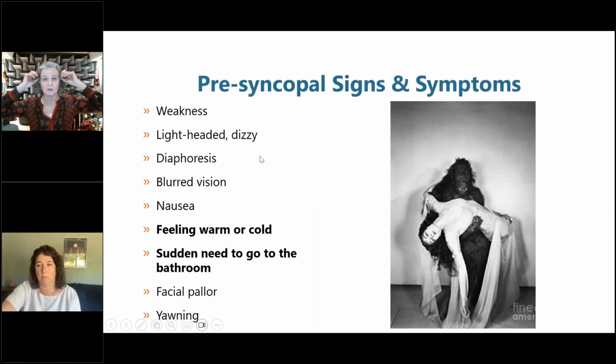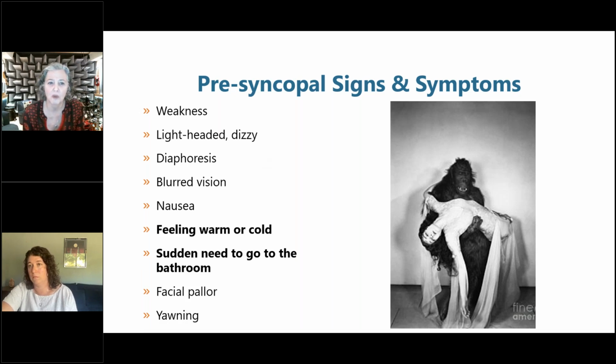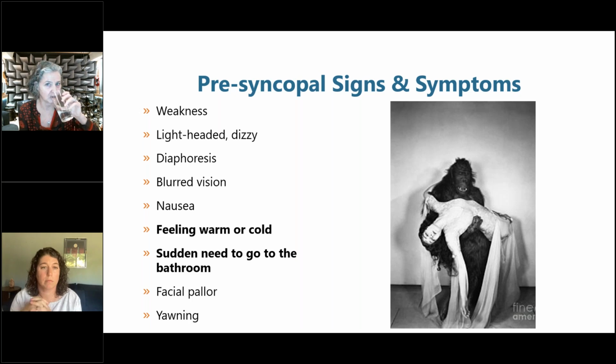So some of the signs and symptoms we all know: weakness, lightheadedness or dizziness, sweating, blurred vision, nausea. One that people don't think about is feeling suddenly warm or suddenly cold, or suddenly needing to go to the bathroom. If you have somebody who's having a procedure done and they say, oh, is this going to take much longer? I really need to go to the bathroom, and it sounds quite urgent, they probably are starting to vagal. Facial pallor, we all know that horrible sick gray color, and yawning is actually one of the presyncopal signs and symptoms.